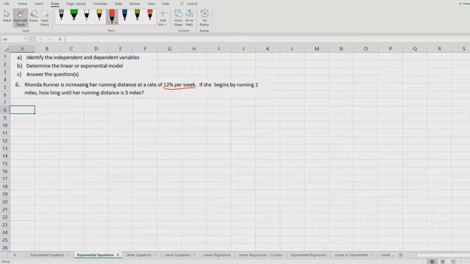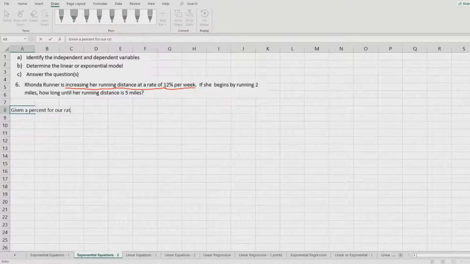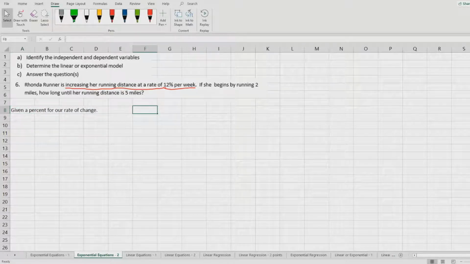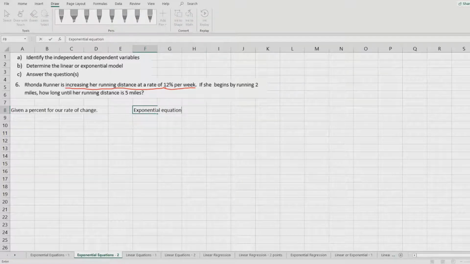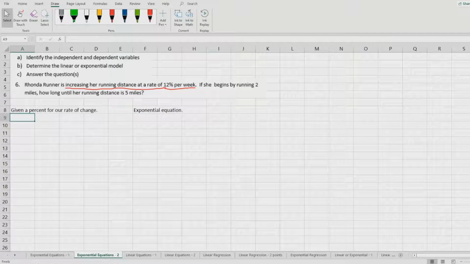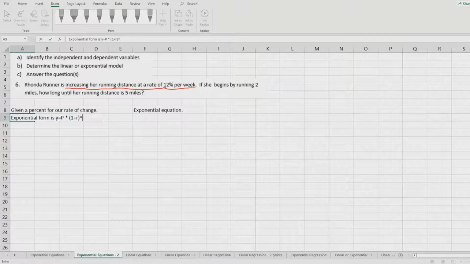It says that we are increasing our running distance at the rate of 12%. So once again, we are given a percent for our rate of change. And that's a clue that this is most likely going to be an exponential equation rather than a linear. So once again, our exponential form is y equals p multiply 1 plus r raised to the t.